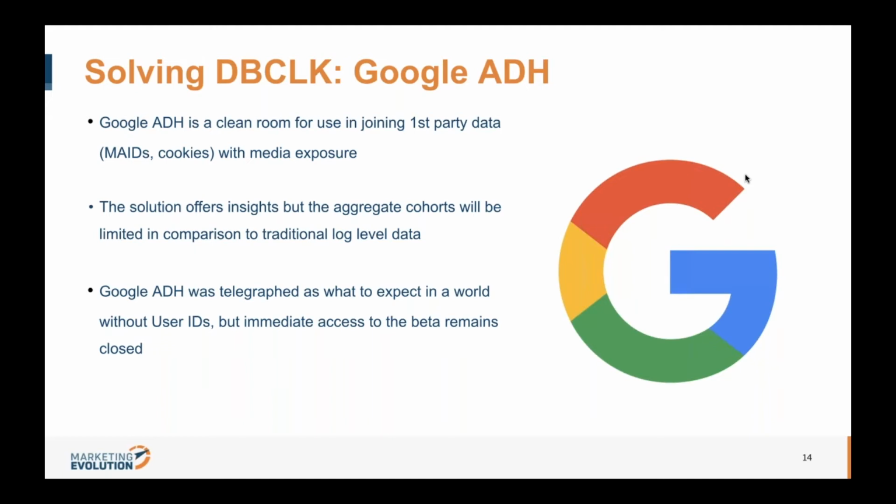It groups users into 50 people per segment. Google Ads Data Hub is telegraphed as what to expect in a world without user IDs, but immediate access to that beta remains closed even now. Saying that though, I've noticed maybe past few weeks, past few months, the beta discussions, probably coinciding with that September announcement, are starting to expand and kick up again.